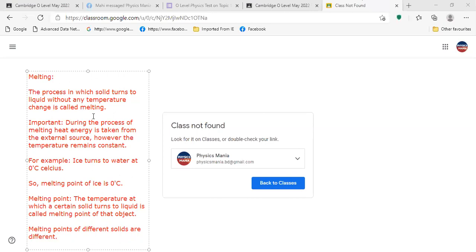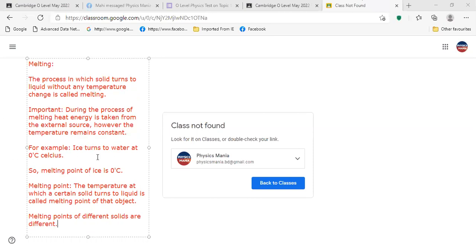Monica, could you please take a snap of this part only? Melting points of different solids are different. Done, sir. Yeah, thank you. And now I'm showing you one diagram or one table where we'll get a list of melting points of different objects. That one will help you understand more, right?